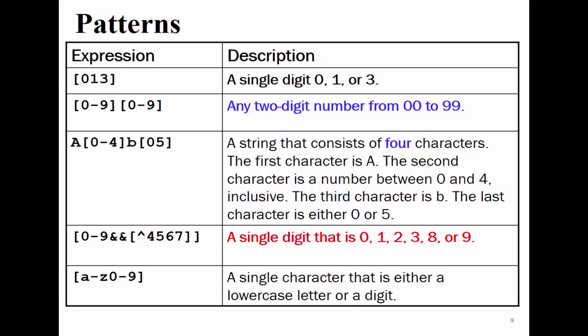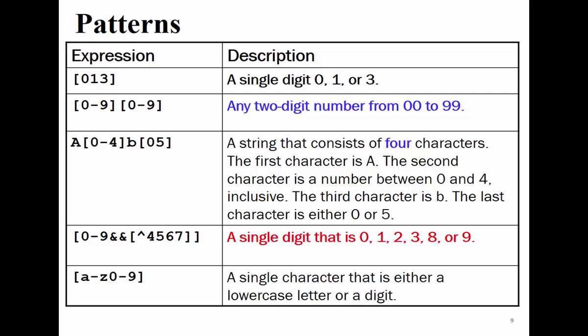Now, for the third line, we are looking for a pattern that always starts with A capital. You see here, it's A capital, then any digit between 0 and 4. And then we have P small, followed by any digit, either 0 or 5.